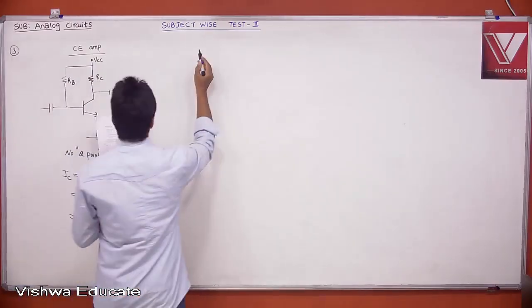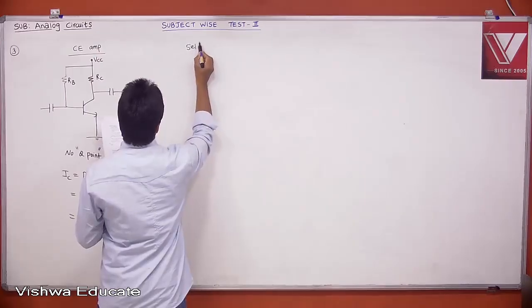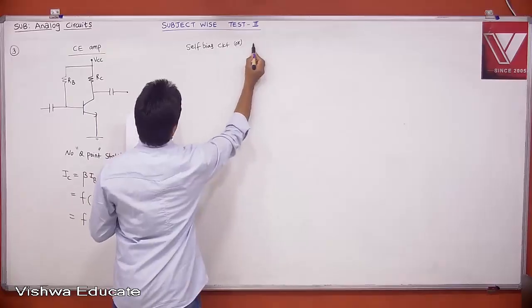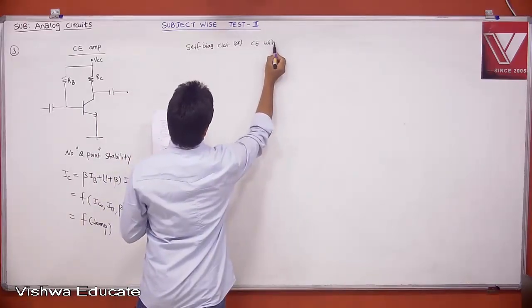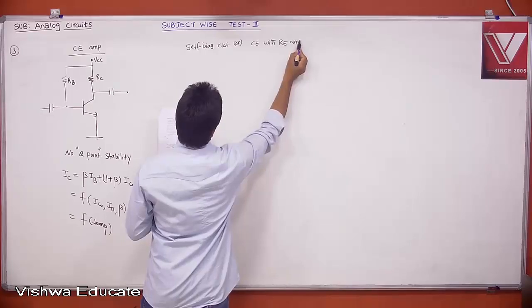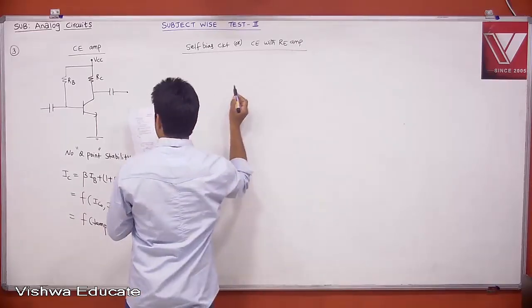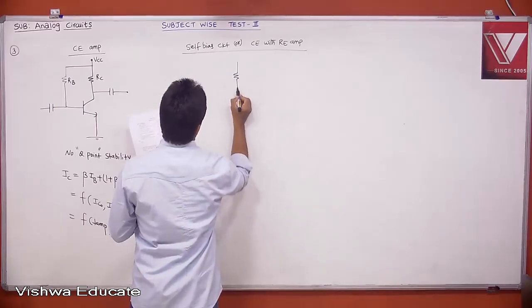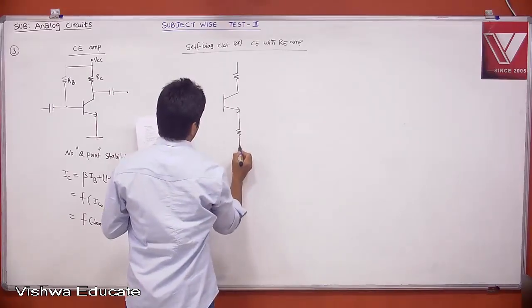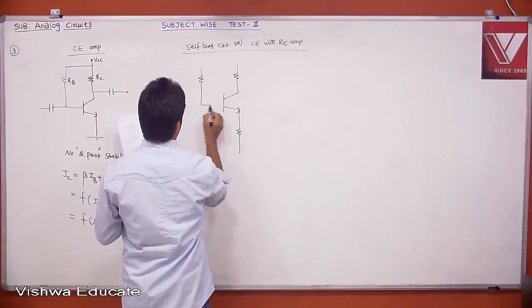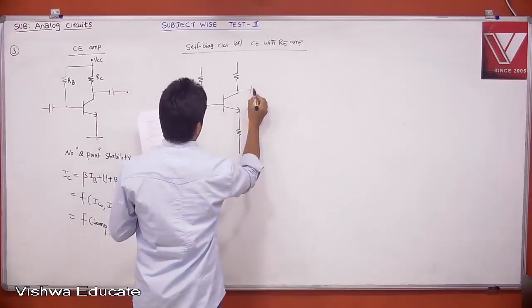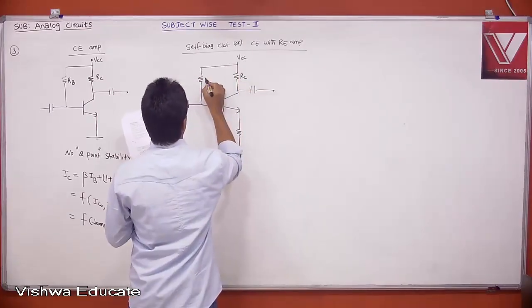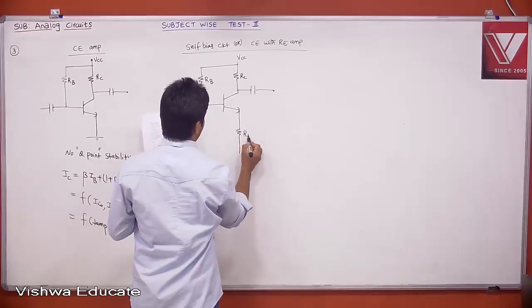But when you introduce RE, that is nothing but your self-bias circuit in DC, or CE with RE amplifier in AC. But the question is speaking about Q point stability, therefore we need to consider only the DC circuit. This is your VCC, RC, RB, and now this is your RE.